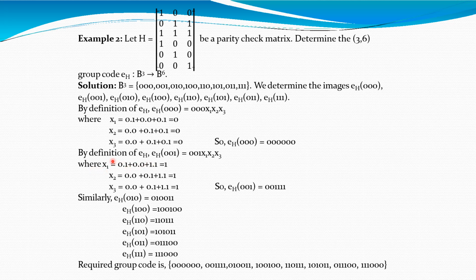Same way x2 will be 001 multiplied by second column, that is 011. So it will be 0 into 0 plus 0 into 1 plus 1 into 1, which is equal to 1. Same way x3 equal to 001 multiplied by third column, that is 011, which is again equal to 1. So we get EH of 001 is 001 followed by 1, 1, 1. Similarly, we can find the remaining code words. Now we form the set of all code words, that is the required group code.